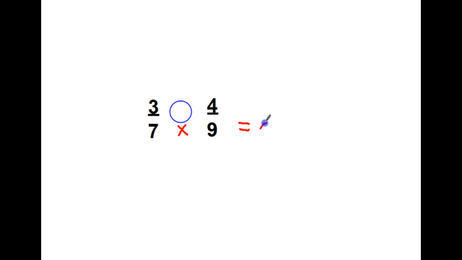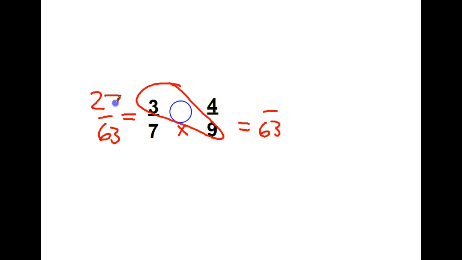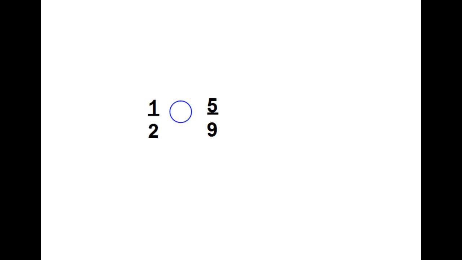7 times 9, 63. 3 times 9 gets me a 27. 4 times 7 gets me 28. 28 is bigger than 27, so we're going that way. 4/9 is greater than 3/7. 3/7 is less than 4/9. Stop the video, try it out.